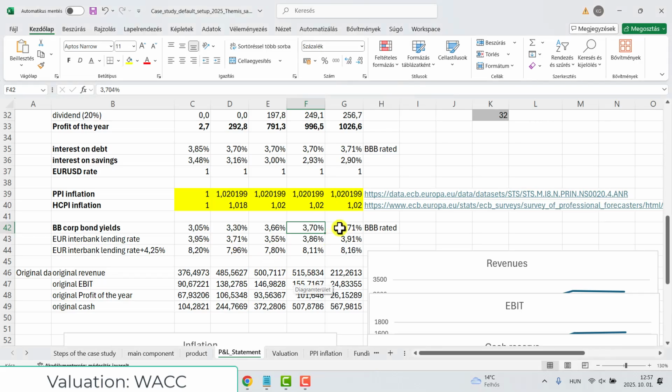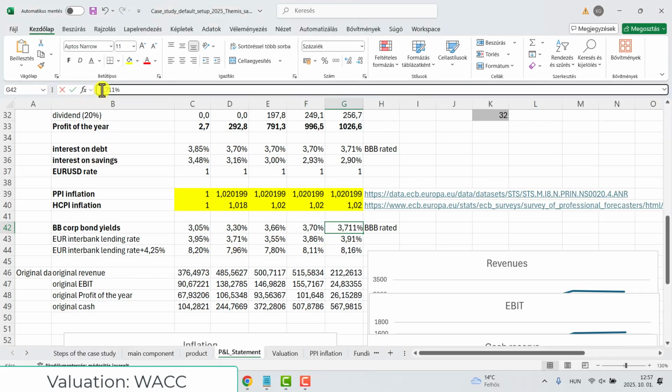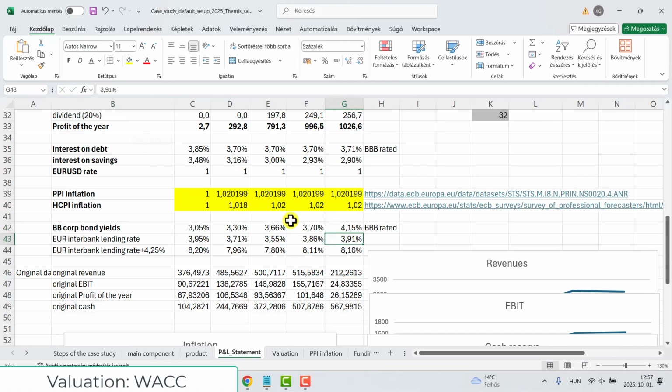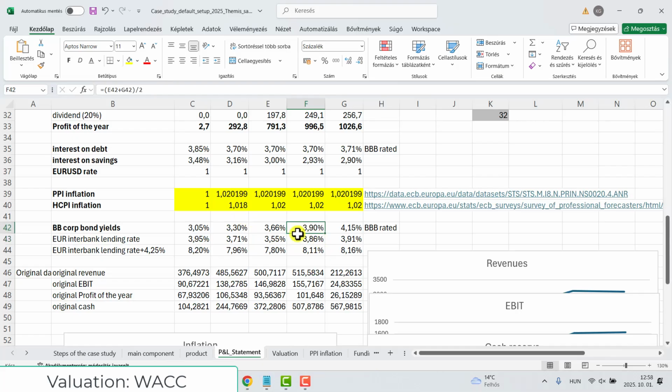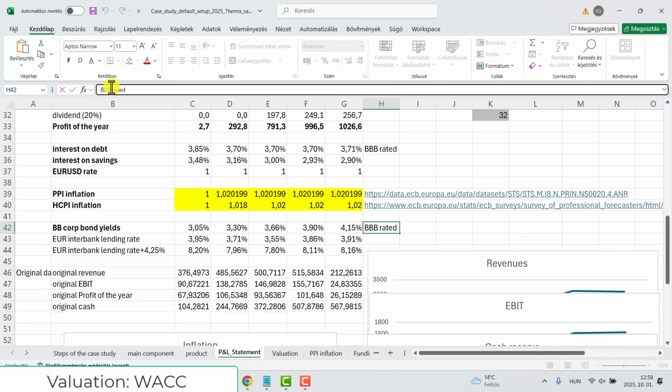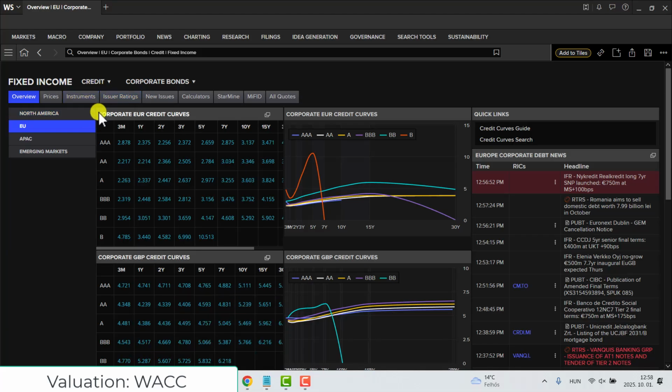So we have to pick the data from the 5th year, and then we just have to calculate an average. So linear extrapolation is used here. So this one plus that one divided by 2, it gives us that, okay, right now, what is this? Corporate credit curves.